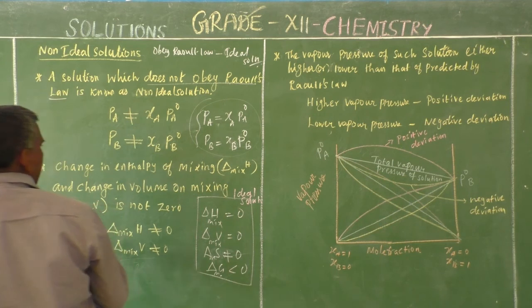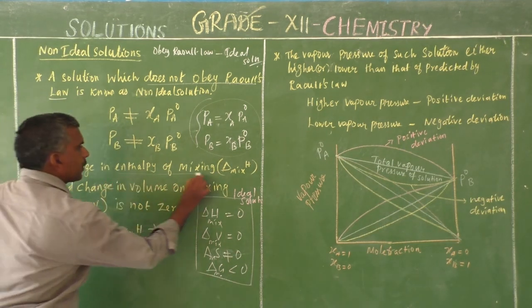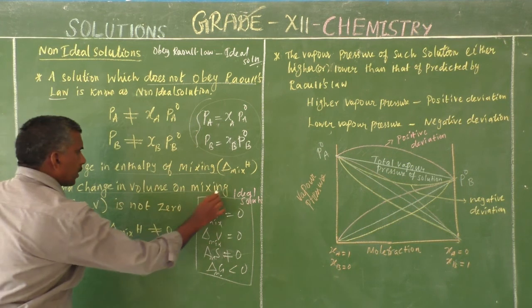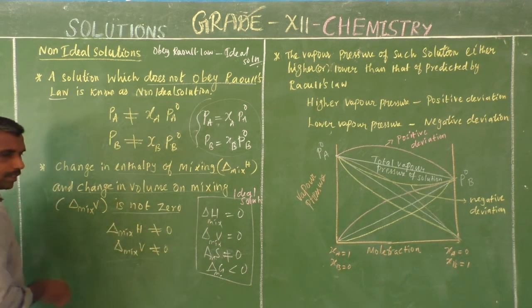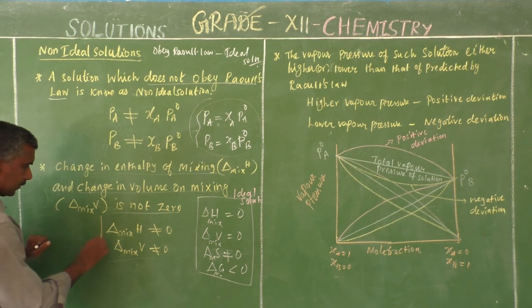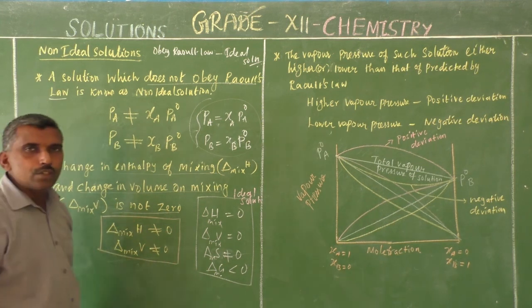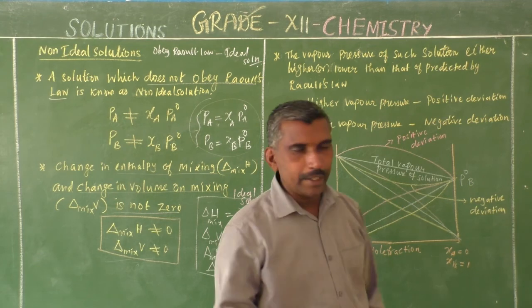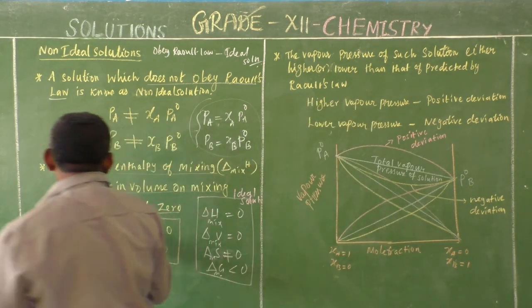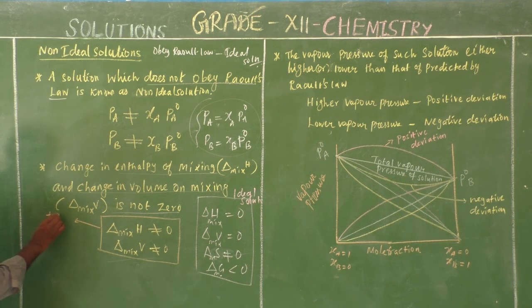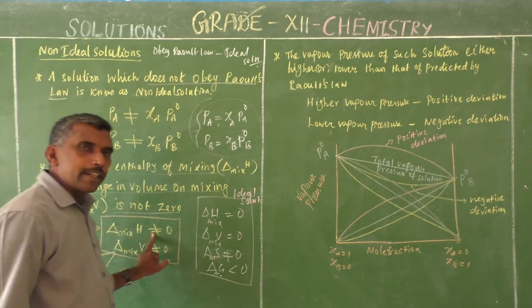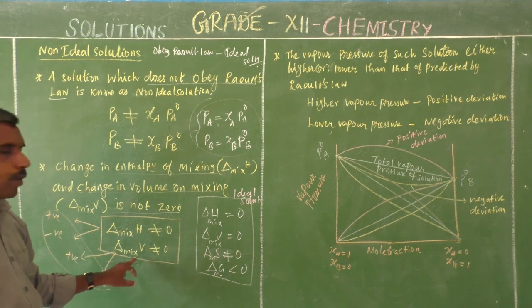But for a non-ideal solution, the change in enthalpy of mixing and the change in volume of mixing are not zero. This is very important. Delta H mixing may be positive or negative, and delta V mixing may also be positive or negative. We'll discuss this topic. So delta H mixing is not equal to 0 and delta V mixing is not equal to 0.